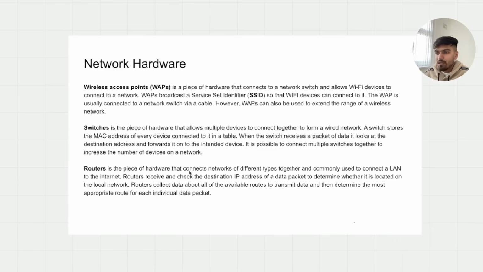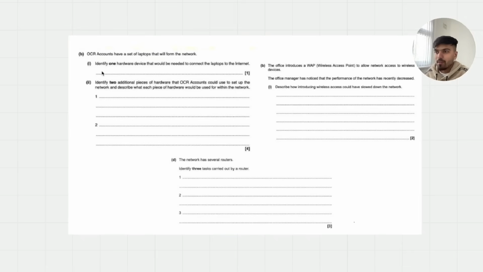So a router is a piece of hardware that connects networks of different types together. Commonly, it's used to connect the LAN to the internet. So for example, in a home, that's what it's used for. The router itself actually receives the IP address and forwards it to the corresponding location. So they collect data about all the possible routes and find the most efficient and appropriate route to send the data packet to. So identify one hardware device that would be needed to connect the laptops to the internet.